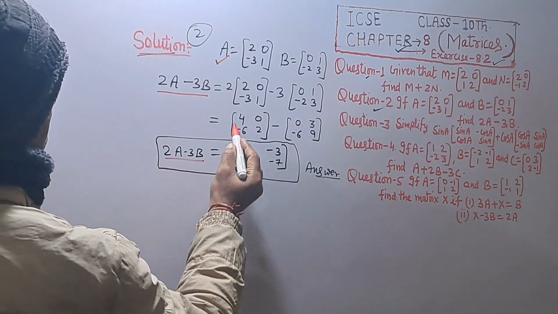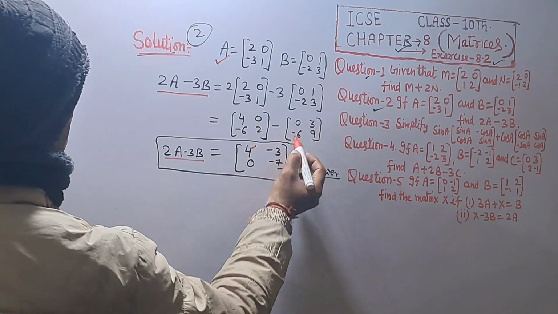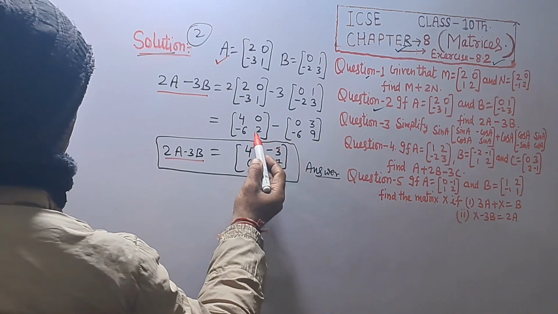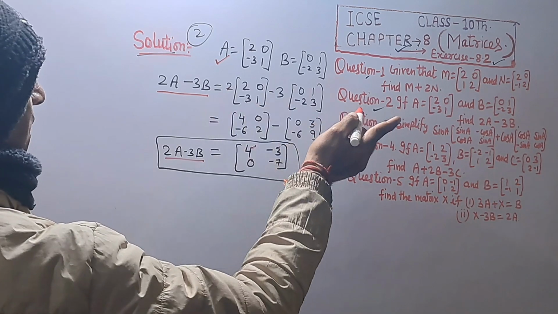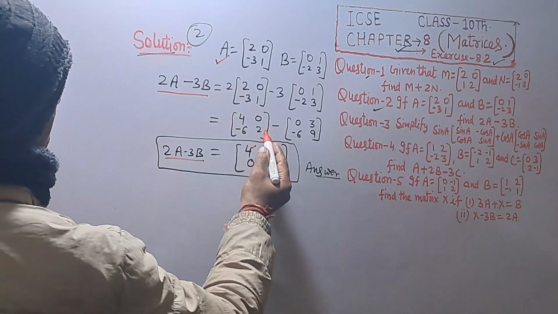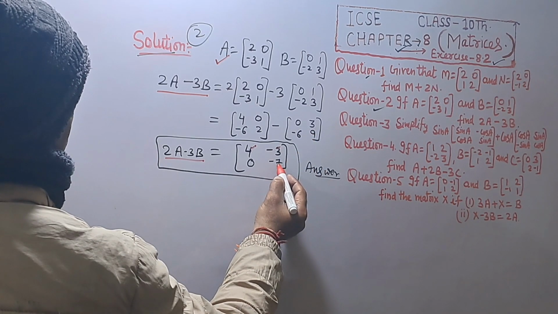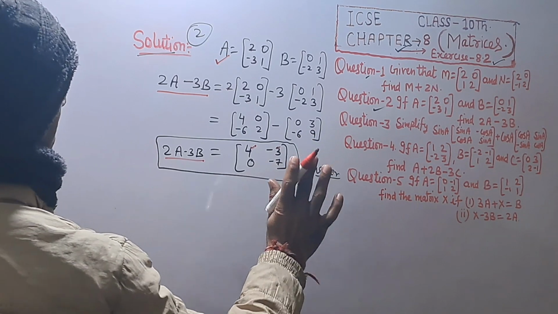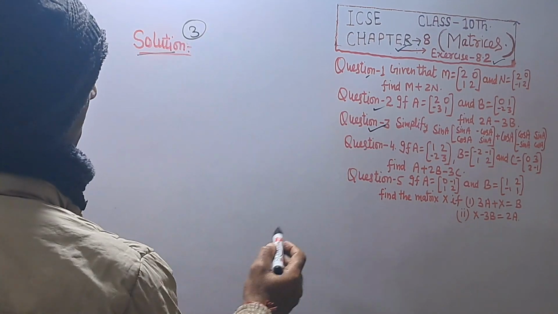So 2A minus 3B is 4 minus 0 is 4. 0 minus 3 is minus 3. And minus 6 minus minus is plus 6. Minus 6 plus 6 will be 0. 2 minus 9 equal to minus 7. Answer. Next question, question number 3.